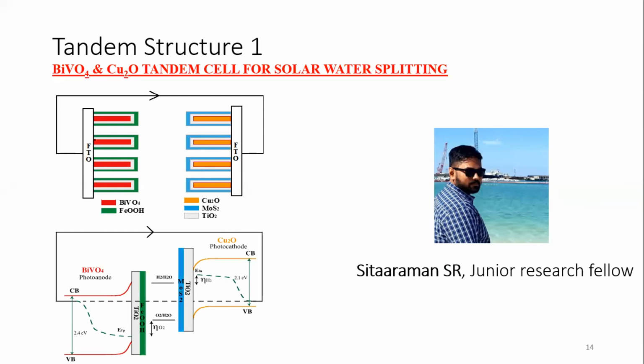Apart from this semiconductor photoabsorber, we also add some co-catalyst to enhance the catalytic reaction. For the bismuth vanadium oxide side, we use iron oxyhydroxide, and for the photocathode side we use molybdenum disulfide, and we also play with a surface passivation layer. We wanted to add titanium dioxide as a passivation layer using atomic layer deposition. Apart from titanium dioxide, we also work with carbon.